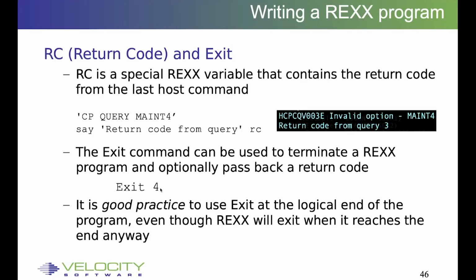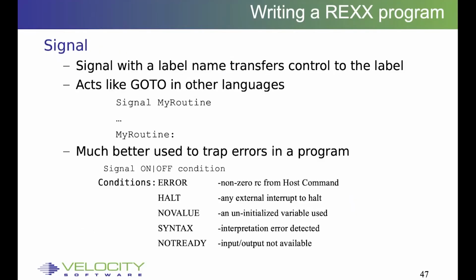It is always good practice to code exit at the logical end of the program so that you know where the end of the program is. Because if you have a bunch of subroutines later on in the program, and if you don't have an exit or a return, REXX will very happily fall through the logical end and start trying to execute those functions or subroutines.